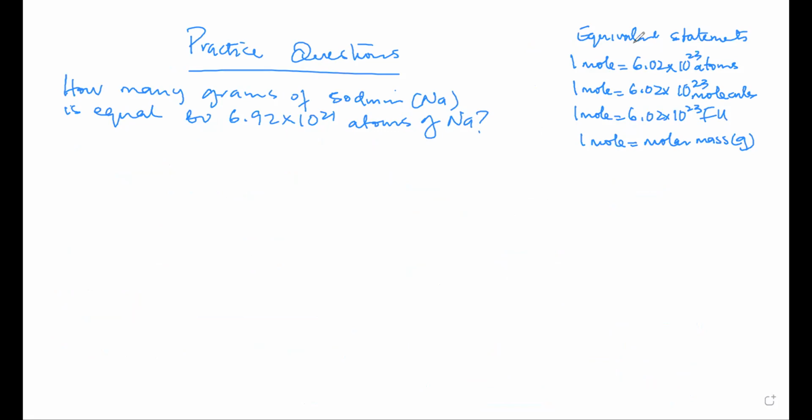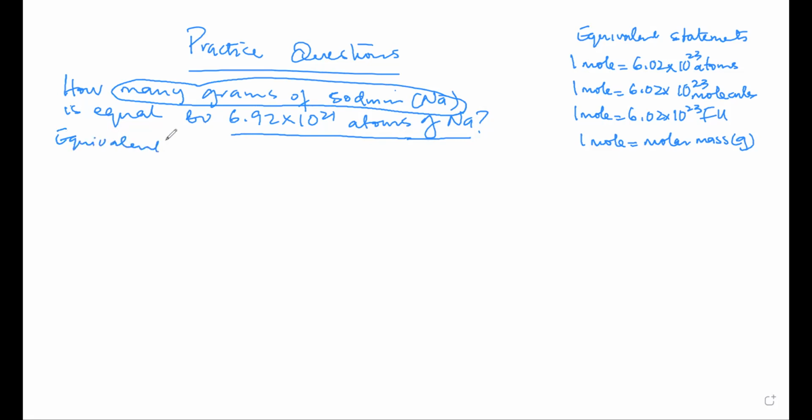The question is, how many grams of sodium is equal to 6.92 times 10 to 21 atoms of sodium? So we underline what we know. We circle what we do not know. Then we look at the direct, is there any direct relationship between atoms and grams? Atoms and grams? None. So that means it's not one-step problem.